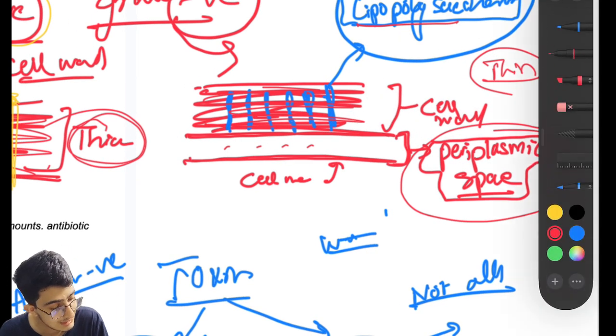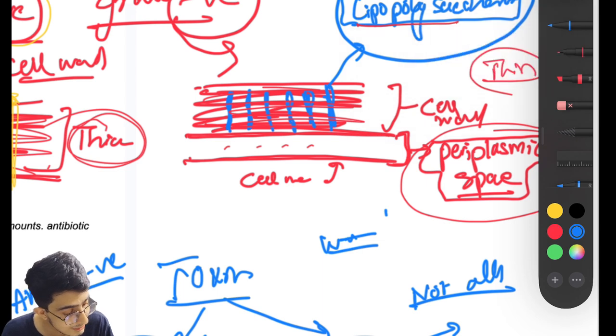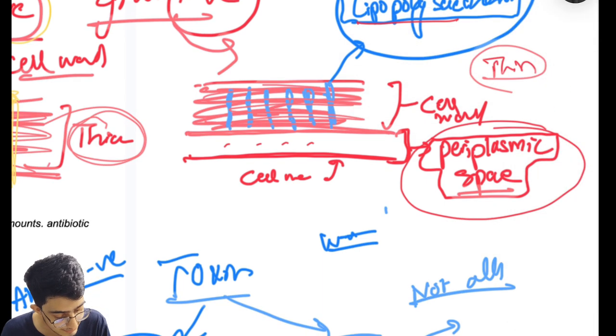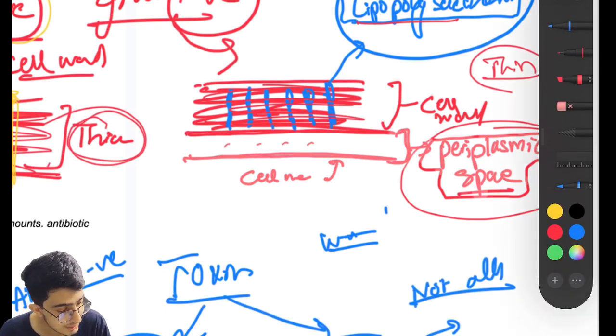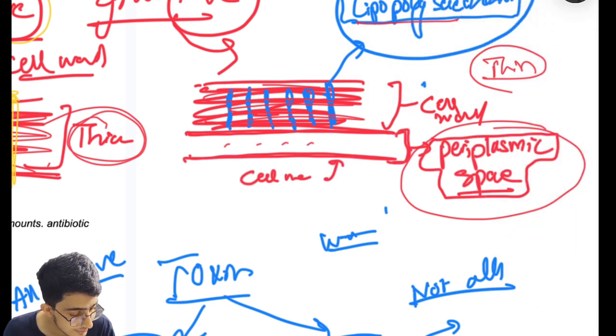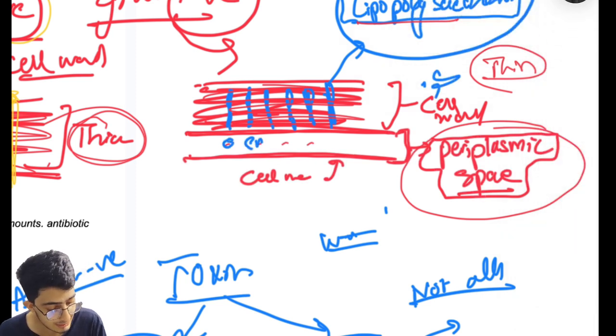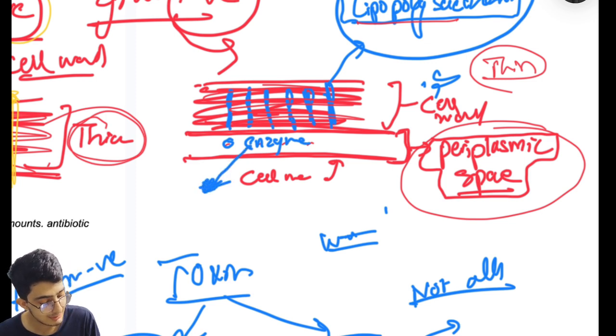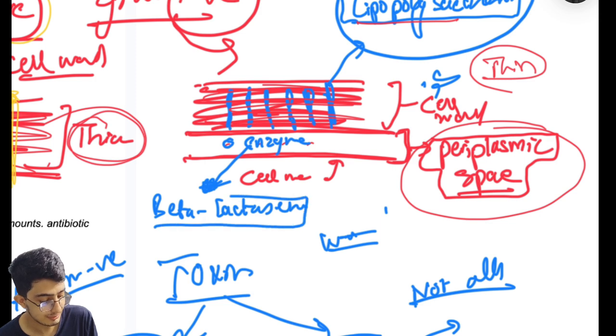This periplasmic space contains an enzyme. Okay, it contains an enzyme, and the name of this enzyme is, can anyone tell me? No, right? You have not studied it. Okay, fine. The name of this enzyme is called beta lactamase. What is it called? Beta lactamase. It's called a beta lactamase enzyme, right?